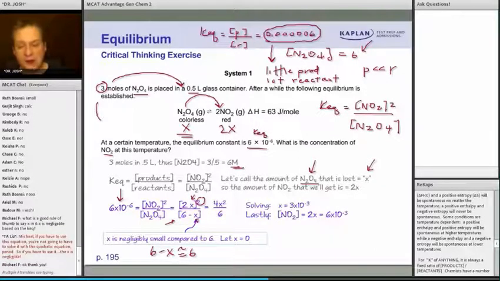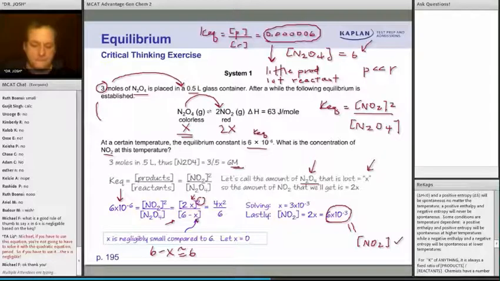And so now we just have to solve. Multiply both sides by 6, we get 36. Take the square root of both sides, and guess what? You end up with 6 times 10 to the negative third, and that equals our NO2 concentration. So this is the method that we're going to use.